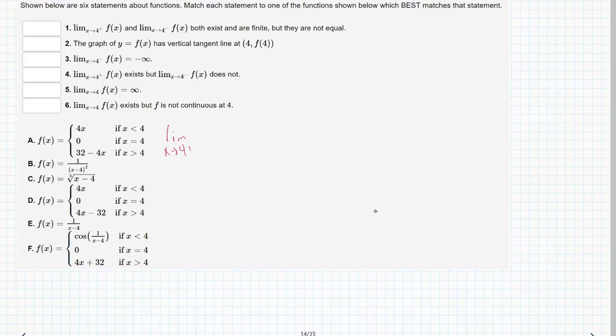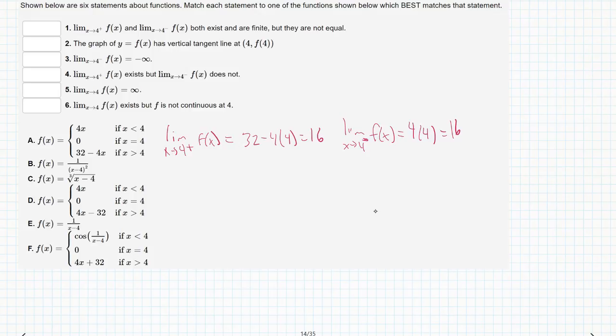Limit as x approaches 4 from the right and 4 from the left. So in this case, limit as x approaches 4 from the right of f of x, that's going to equal 32 minus 4 times 4, so that's going to be 16. Limit as x approaches 4 from the left of f of x equals 4 times 4, which also equals 16.